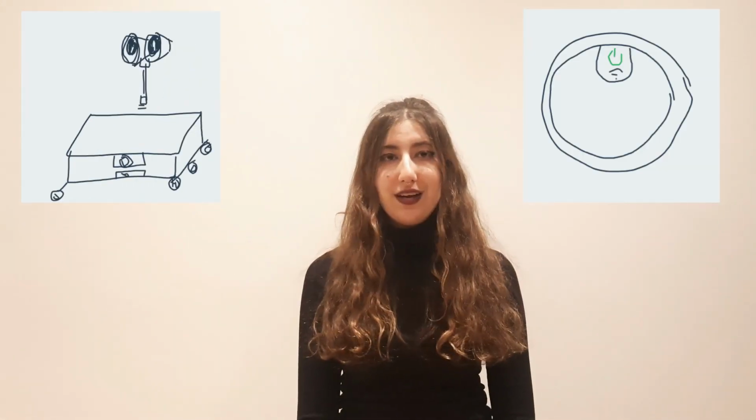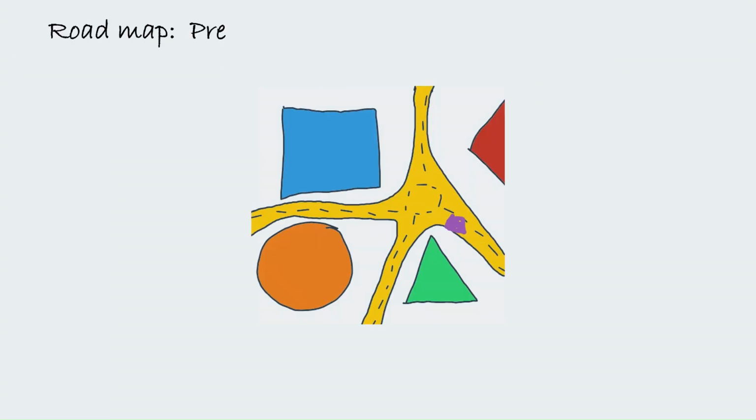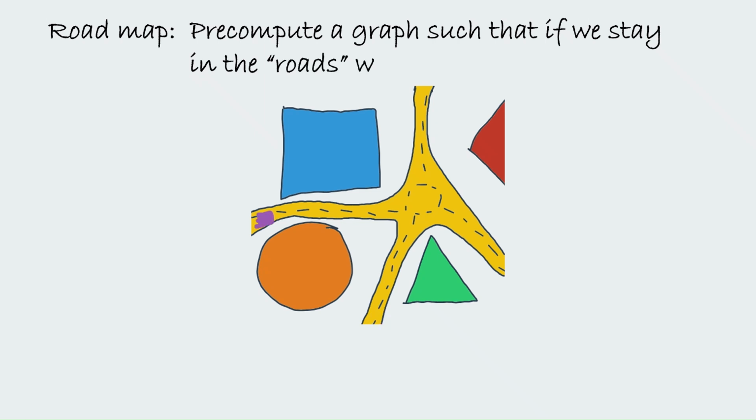From your robot vacuum cleaner to NASA's Mars rover, Perseverance, we'll be exploring different algorithms to navigate areas and how AI is used in all this. To start, we will be looking at something called a road map. This is where we represent a known area as a graph, then pre-compute a map, the road map, so that if we stay in the roads, we will be safe from all obstacles.